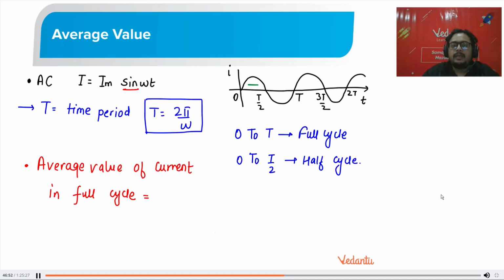The answer is 0, because the current that is positive, equal current is there in negative. So the average value of current in full cycle is 0. Please remember everyone, average value of alternating current in a full cycle is given as 0.